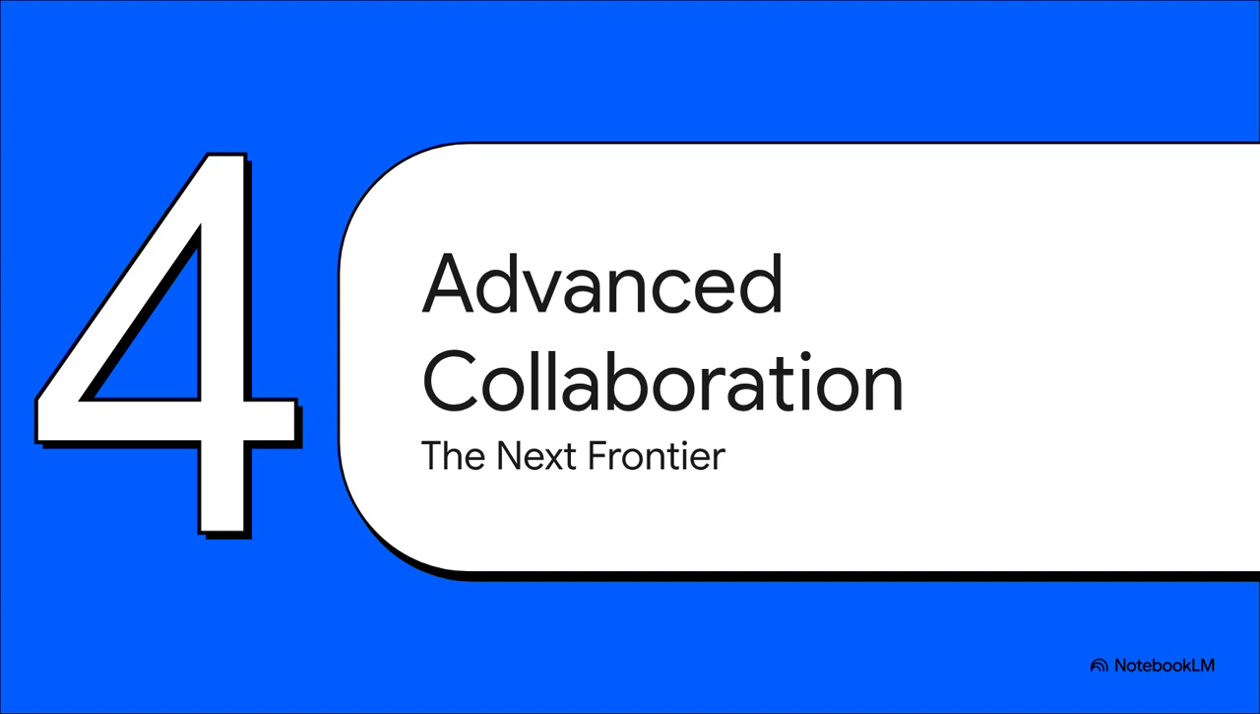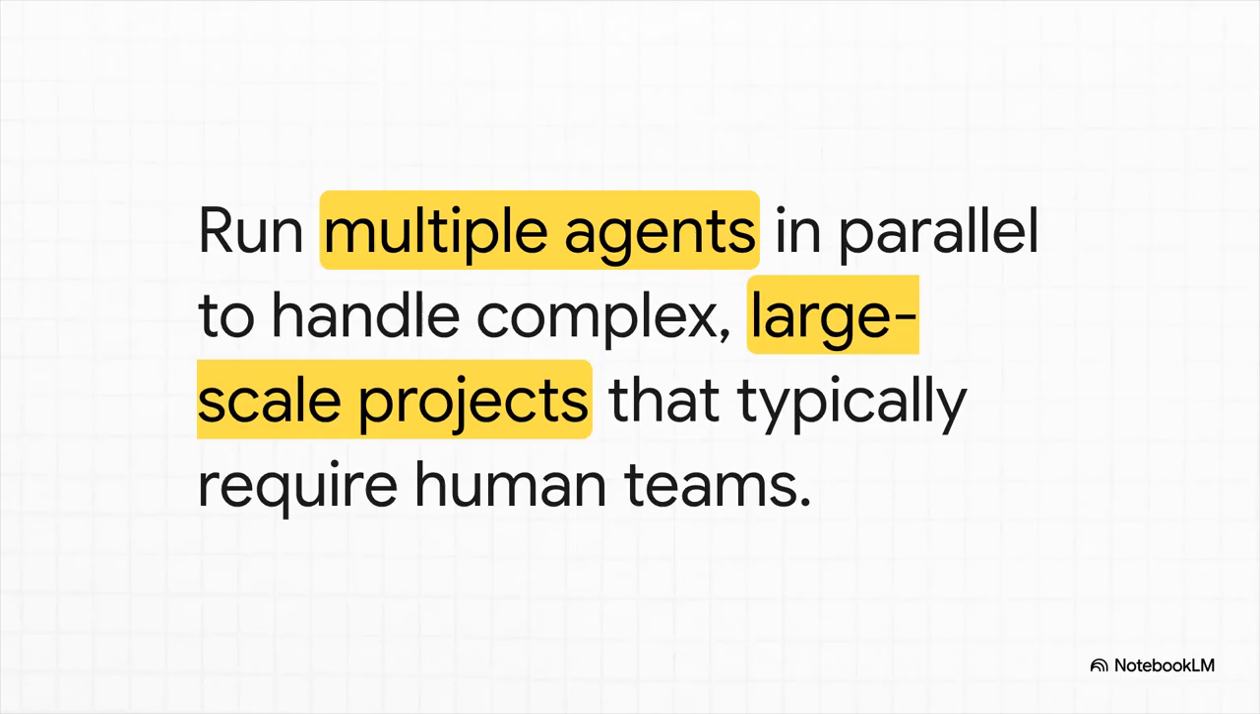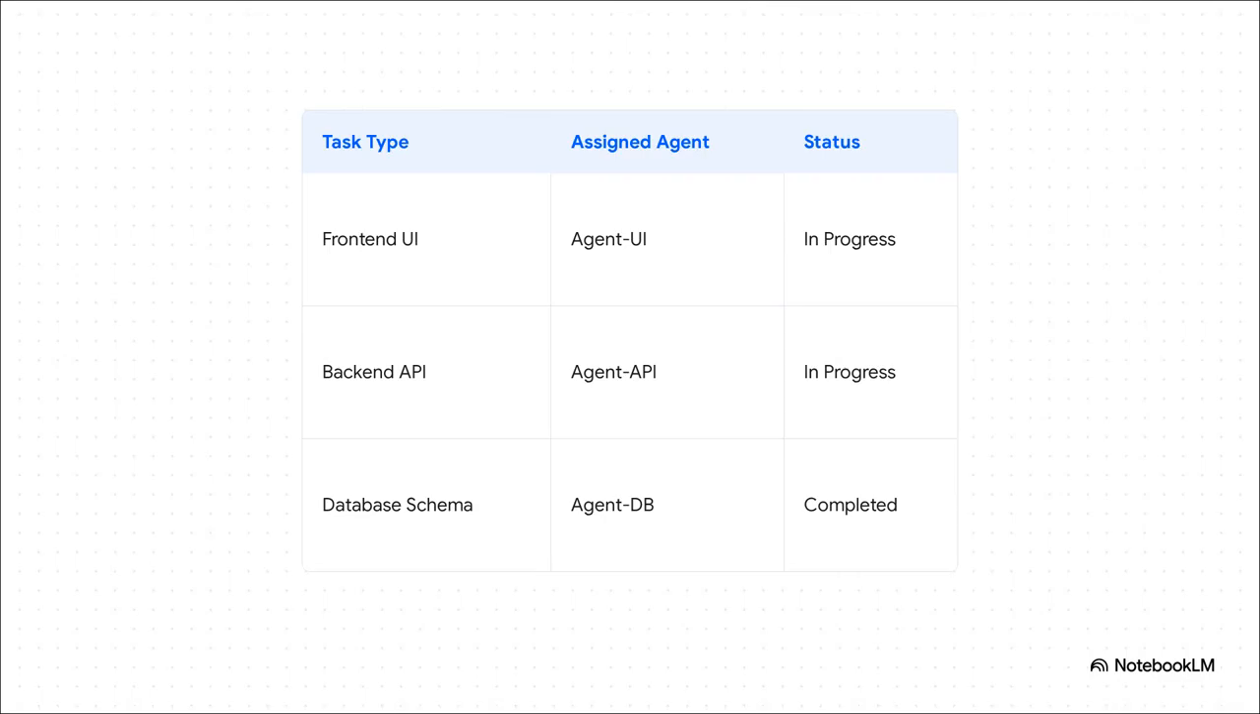This is where it starts to feel a little like science fiction. Just imagine describing a large-scale feature, and instead of one agent trying to tackle it all, Cursor just spins up multiple agents in parallel. You could have a front-end specialist, a back-end API expert, and a database agent, all working together in concert, and all of them coordinated by you. And this table here visualizes that exact scenario.